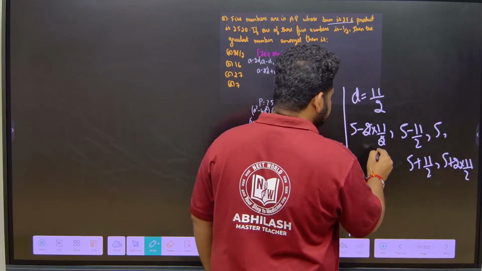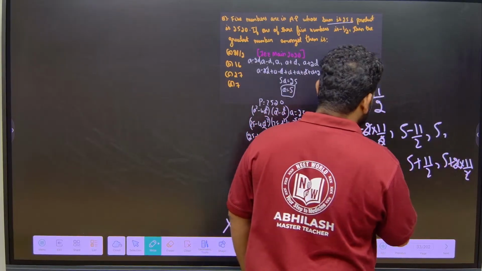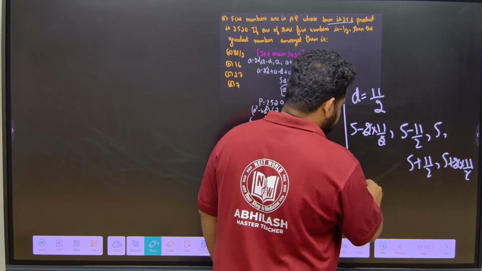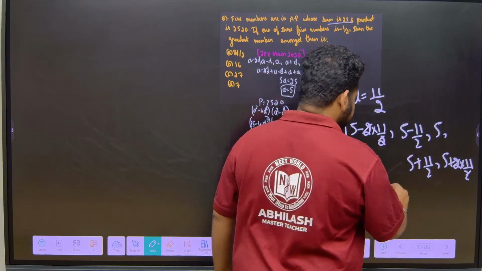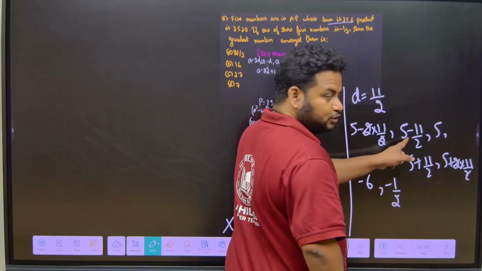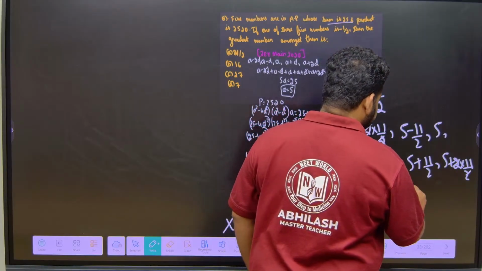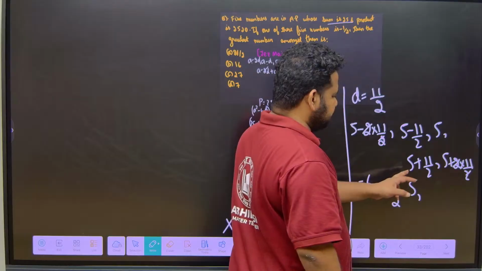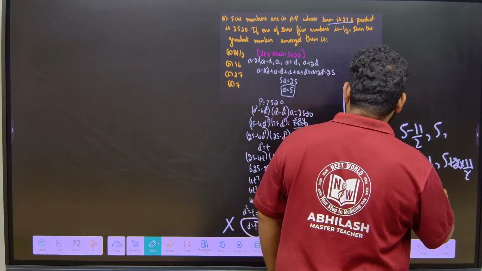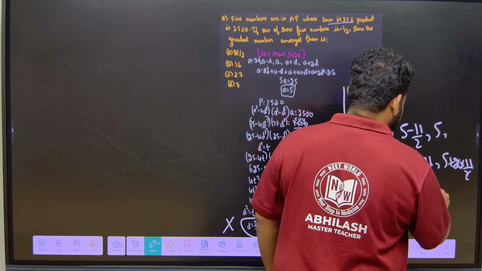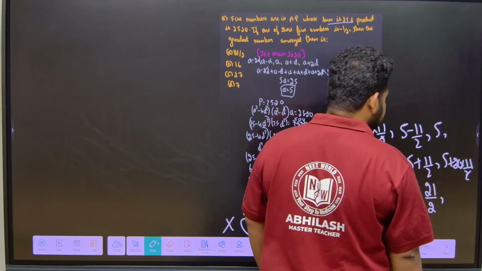So 2 cancels, here also 2 cancels. So what do we have? 5 minus 11 is minus 6. 5 minus 11 by 2: 10 minus 11 by 2 is minus 1 by 2. This is one of the terms we got. Then we have 5. 5 plus 11 by 2 is nothing but 2 fives are 10, 10 plus 11 is 21 by 2.